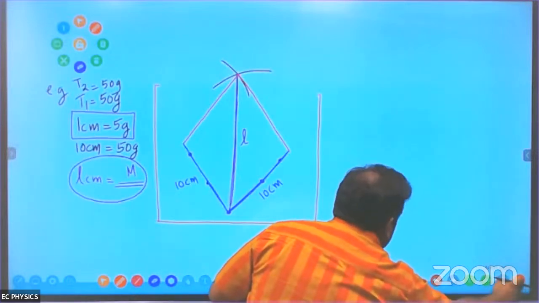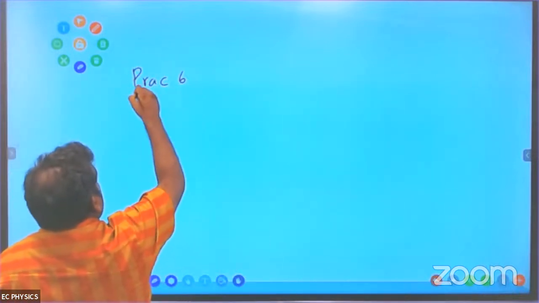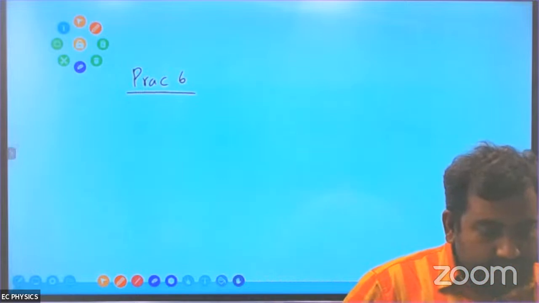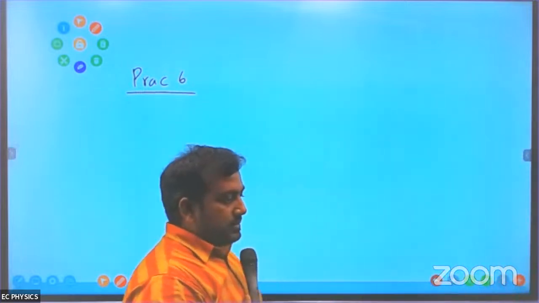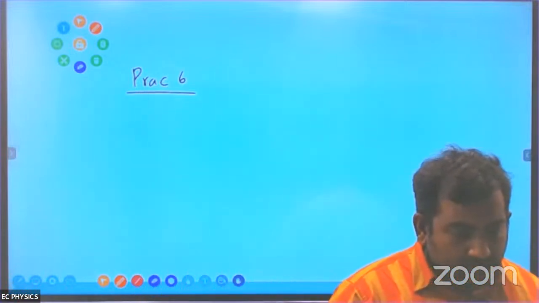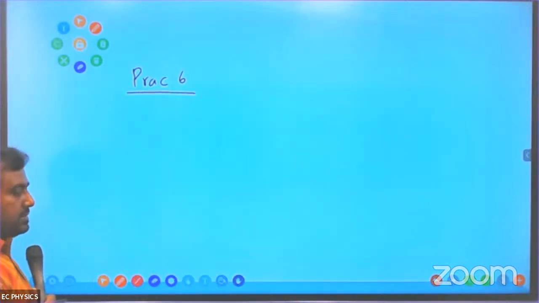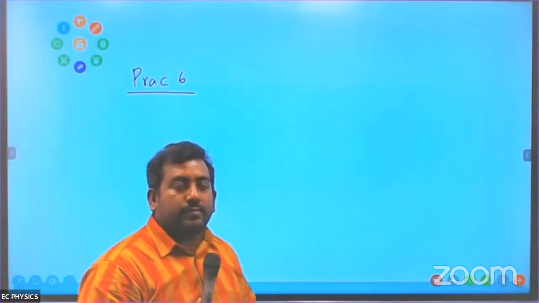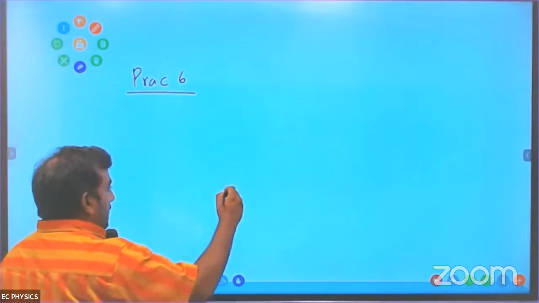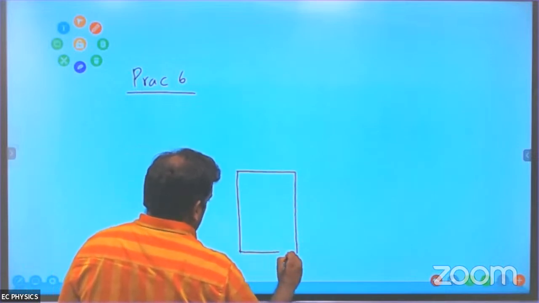Now practical number 6. Using principle of moments to find the unknown weight. Right. This is way more easier. What you need is a tall wooden block.